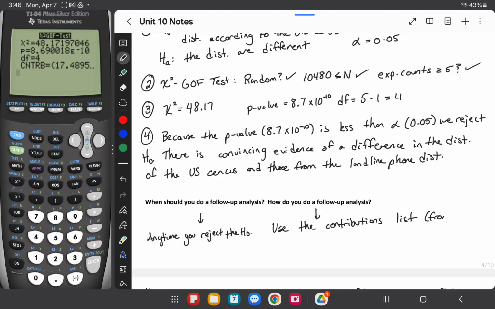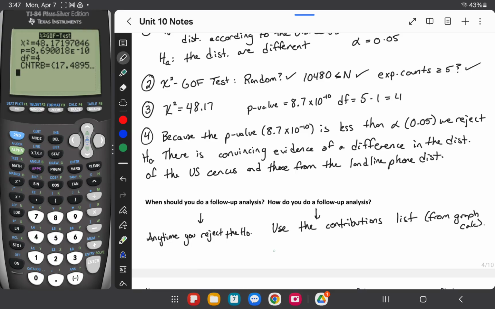And that's the one again from our graphing calculator. So if you look below degrees of freedom, you'll see CNTRB, which stands for contributions. So what we're going to do is use the arrow keys to scroll through and figure out where was the largest contribution from. Keep in mind, all of these contributions are essentially how much each of the categories contributed to that chi-squared value. Obviously, the bigger the contribution to that chi-squared value, the bigger the difference between our observed distribution and the one that we were investigating based on our claim.